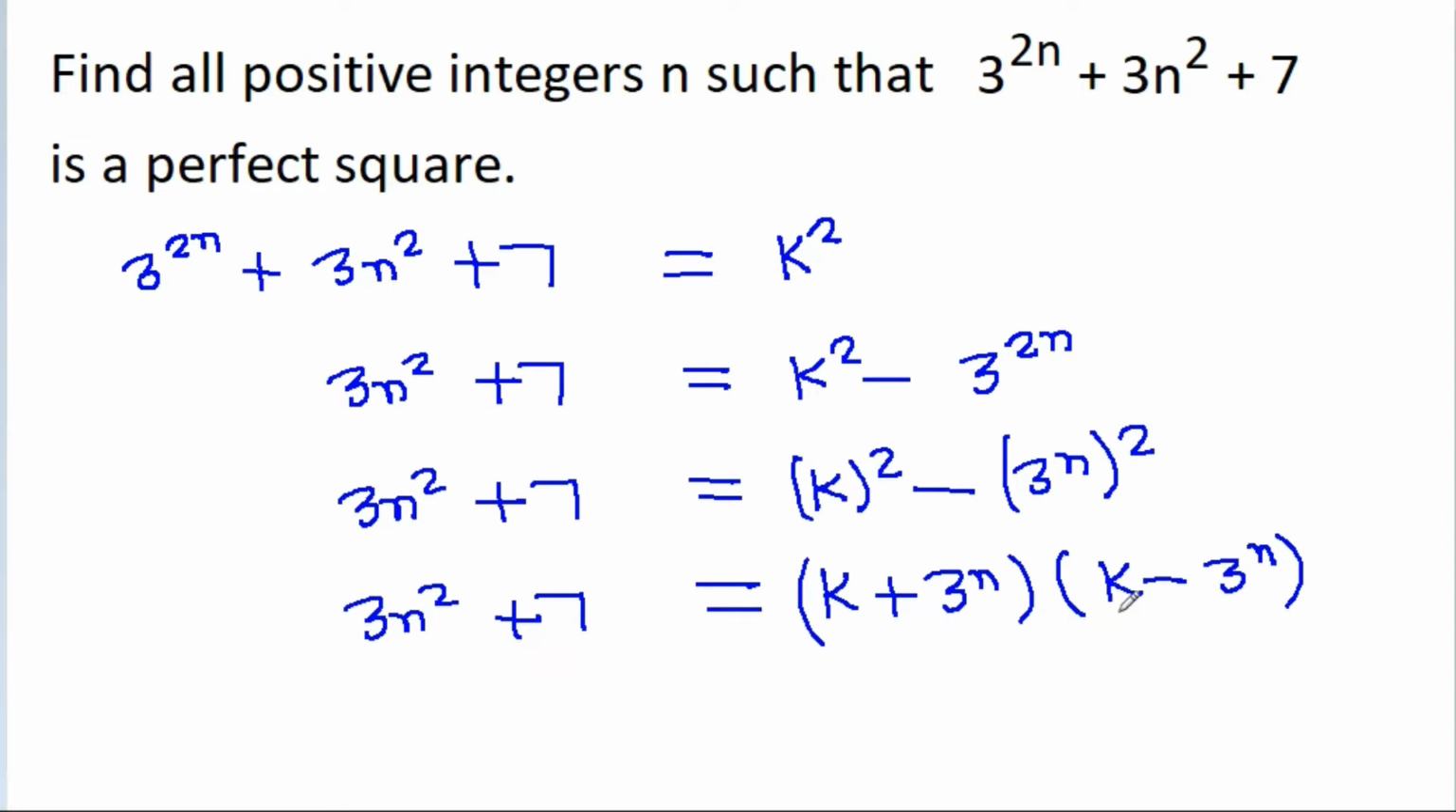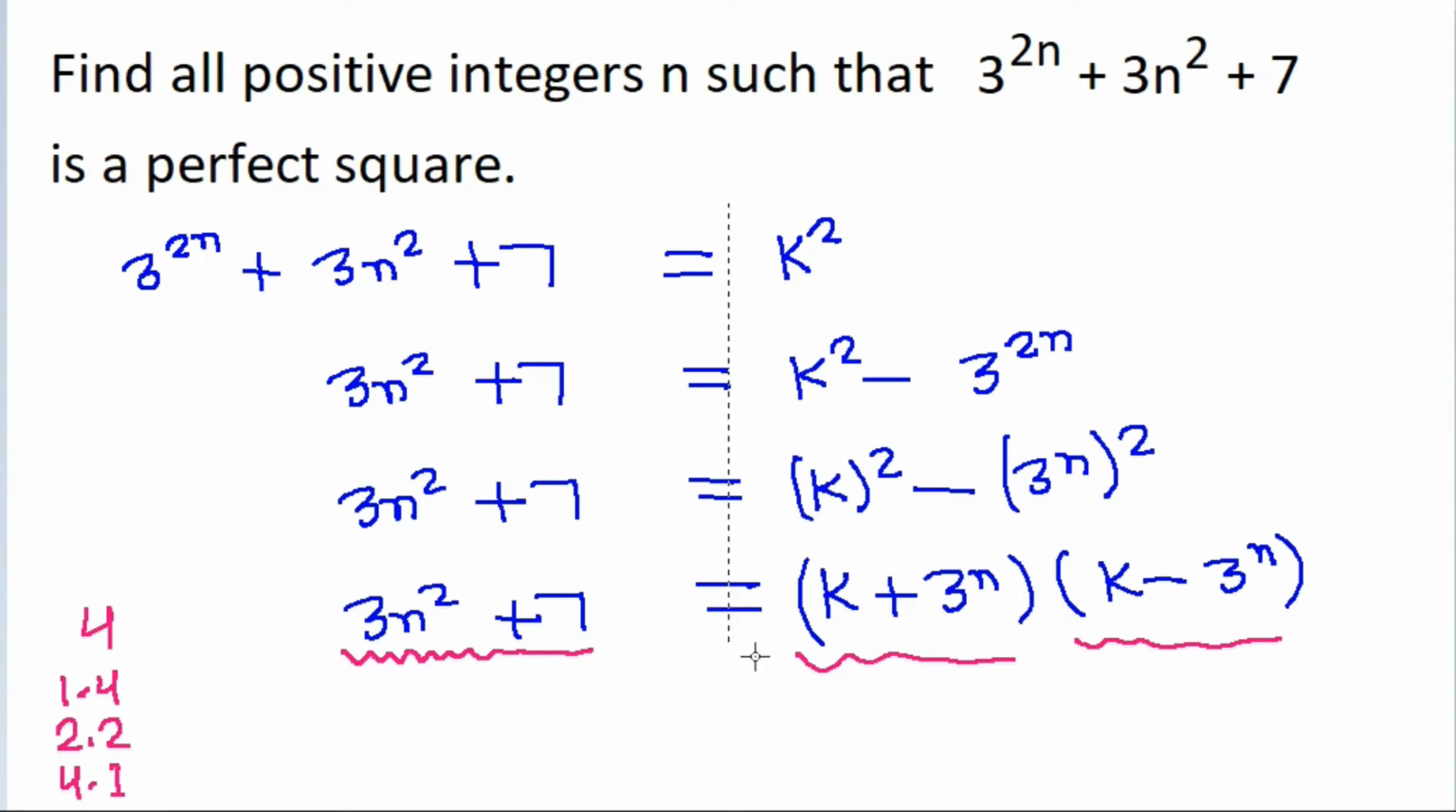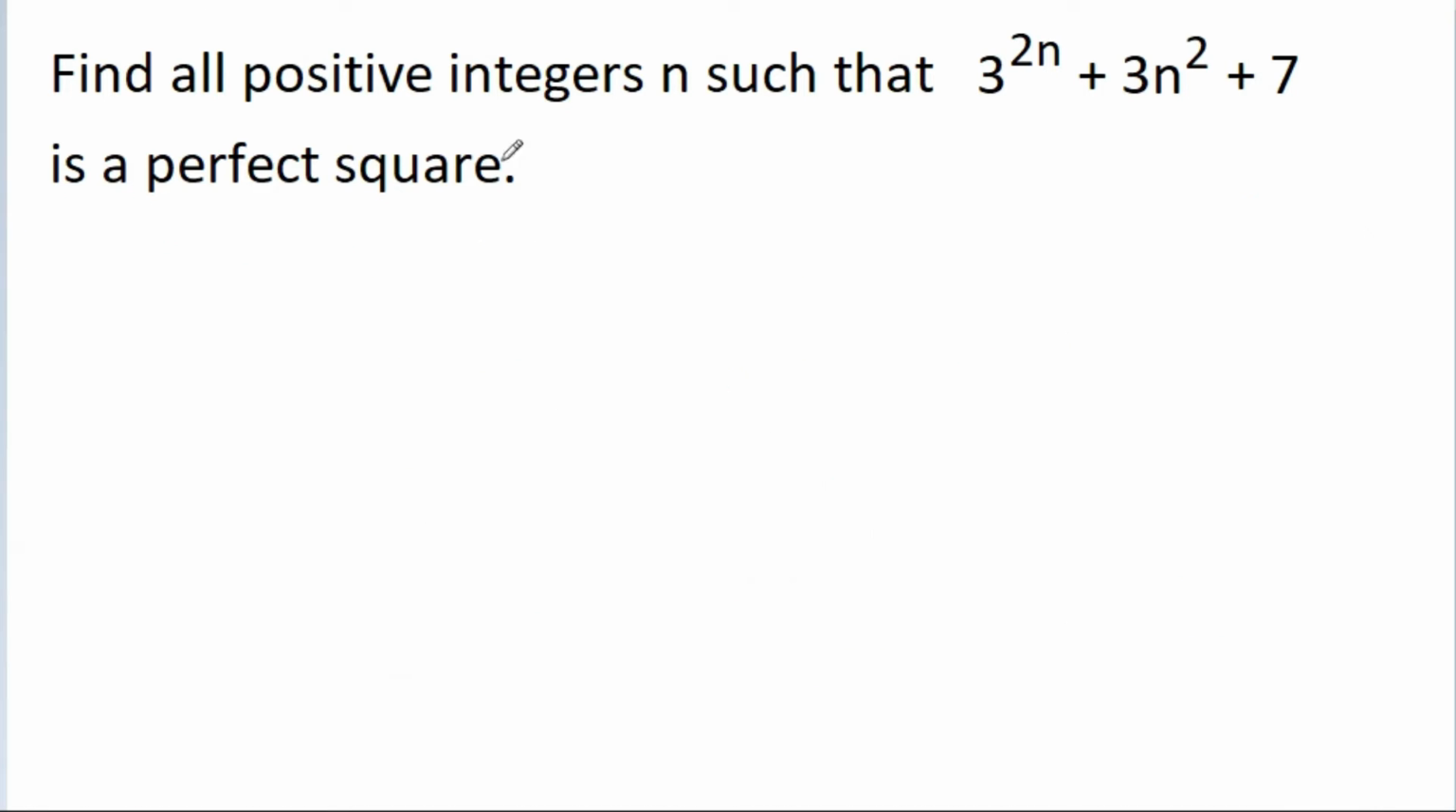On the right hand side, we have a product of two integers. But on the left hand side, 3n^2 + 7 is not a constant. If it was a constant, for example 4, then we can write it as 1 times 4, 2 times 2 and 4 times 1. But 3n^2 + 7 is not a constant, it is a variable. So we cannot write it as a product of two integers. So this method will not work here. So we need to think about it in a different way.